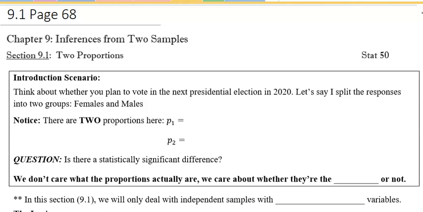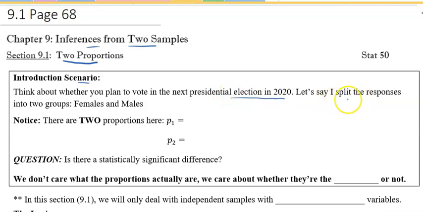9.1 talks about inferences. This is chapter 9, inferences for two sample populations. We're dealing with two proportions. Not to worry, it's not as complex as it sounds. Introduction scenario. Think about whether you plan to vote in the next presidential election in 2020.